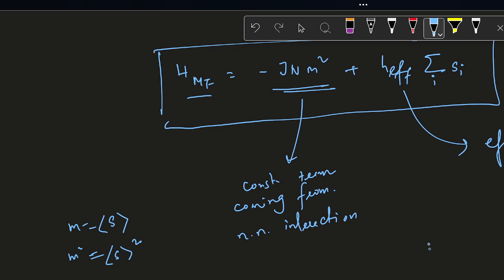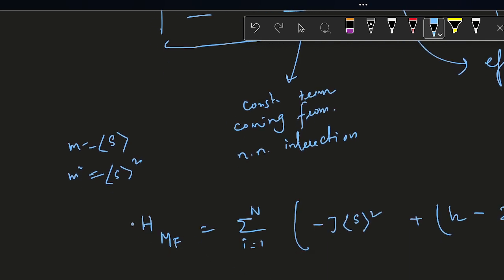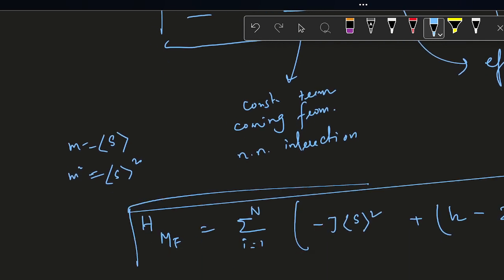And then the second term has also a sum over i, so that we can write h effective as basically h minus 2jm. So we write it down as h minus 2j, and m is the average s. So this is this thing and s_i, because this was your s_i and a summation over i is in front of it. So basically this is the answer I get as a mean field Hamiltonian expression.